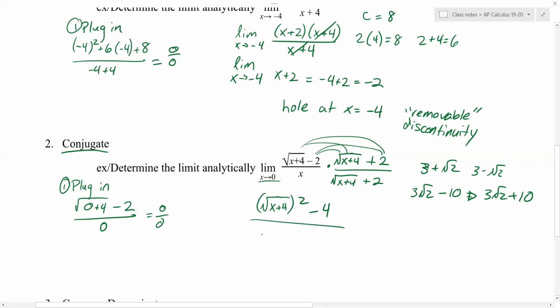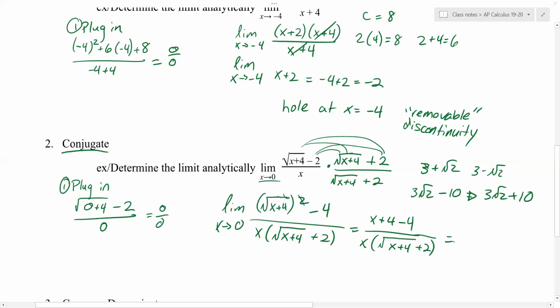In the denominator, leave it as it is: x times square root of x plus 4 plus 2. And we're taking the limit as x approaches 0 still. Now, if we square a square root, they're going to just cancel. So we will have x plus 4 minus 4 over x times square root of x plus 4 plus 2.